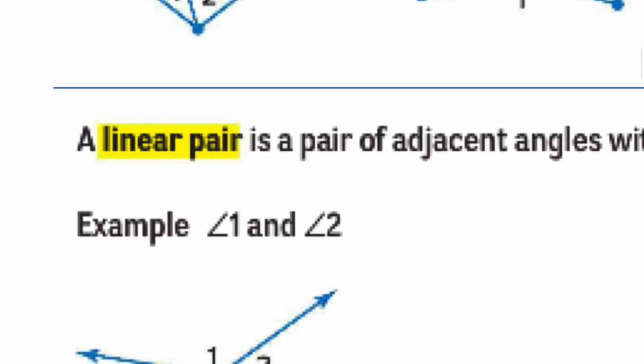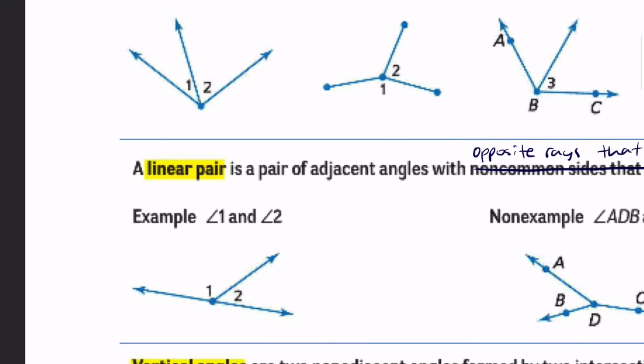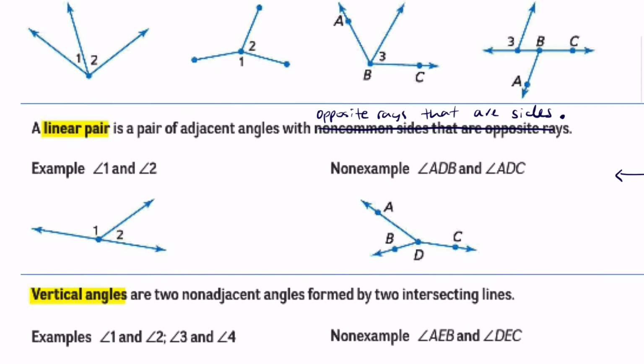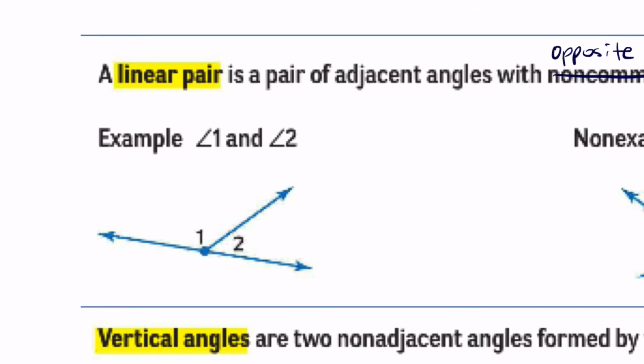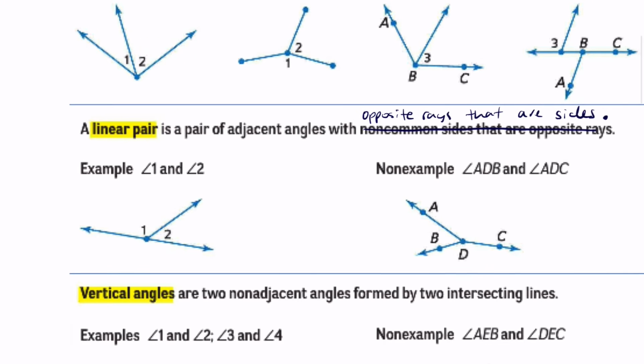So linear pair helps us figure out some things over here. For instance, angle 1 and angle 2. I have an angle over here and another angle here, and you can see that they share this side over here, which are opposite rays. So this checks out. That's a linear pair.